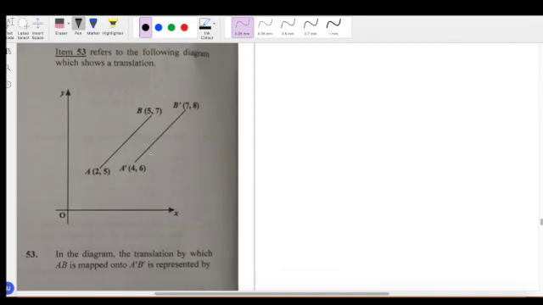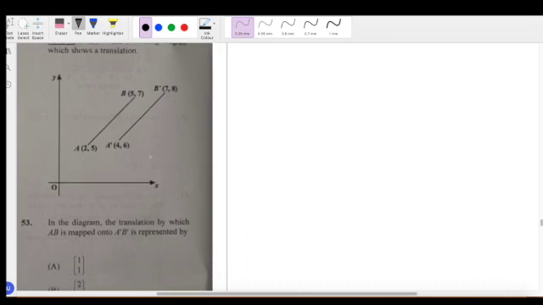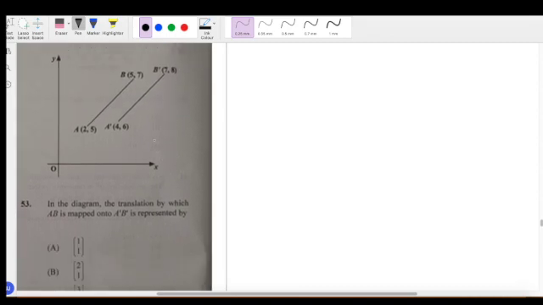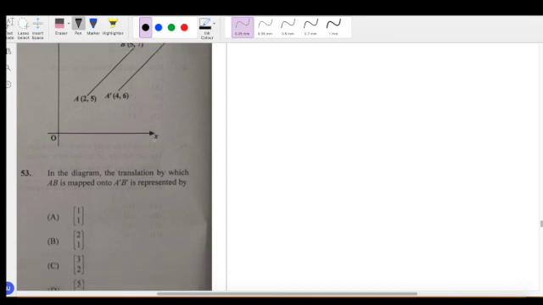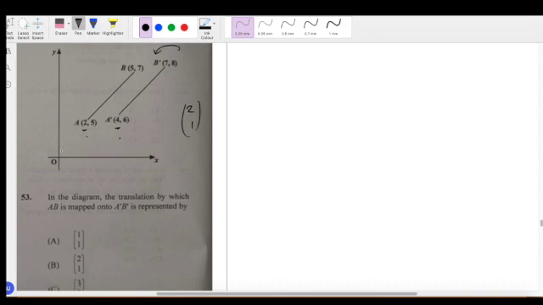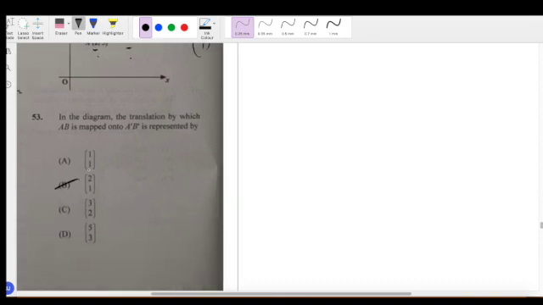Item 53 refers to the following diagram which shows a translation. In the diagram, the translation by which AB is mapped onto A prime B prime is represented by... Well, that's pretty easy. We just have to watch one of the points here. So you can see that horizontally, I would have to move to go from 2 to 4. I would have to move 2 spaces horizontally. And to go from 5 to 6, I would have to move 1 space vertically. So 2, 1. And same thing here. I could see that that is true. So it would be a translation of (2, 1).